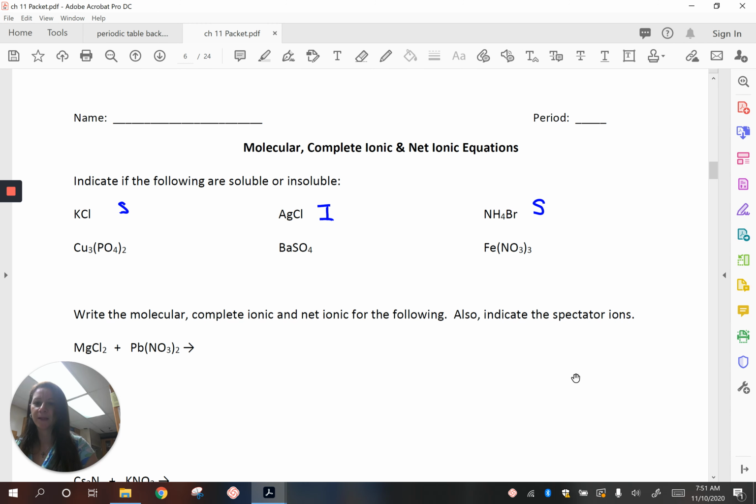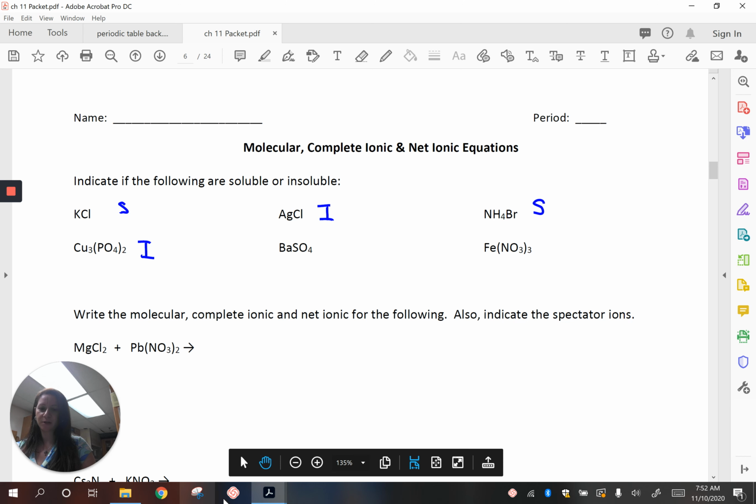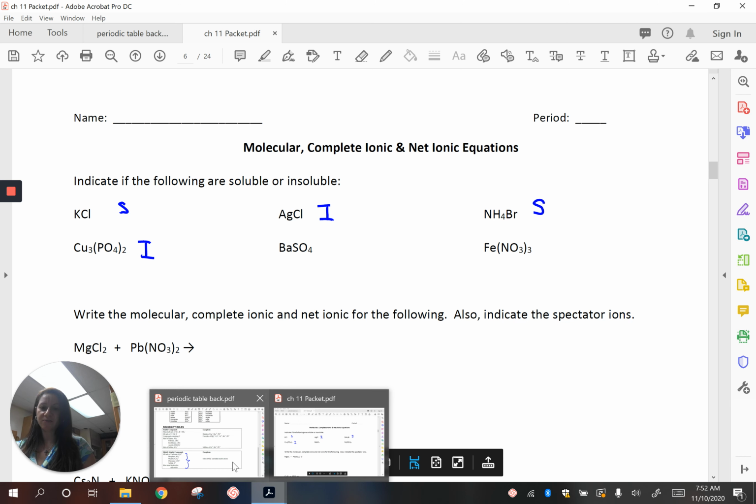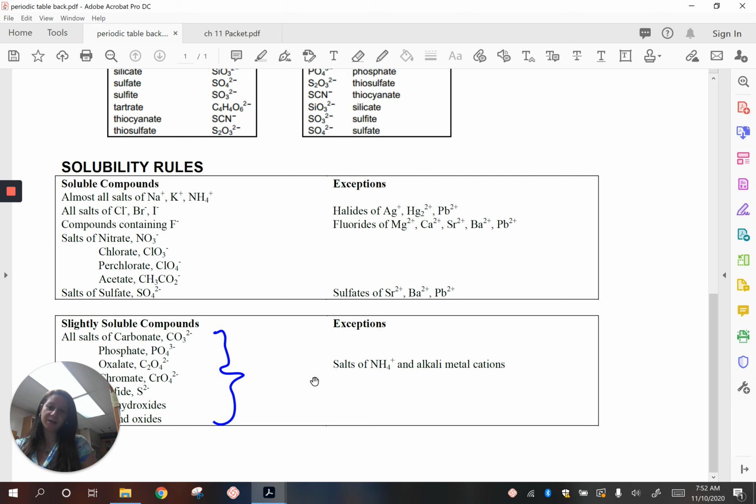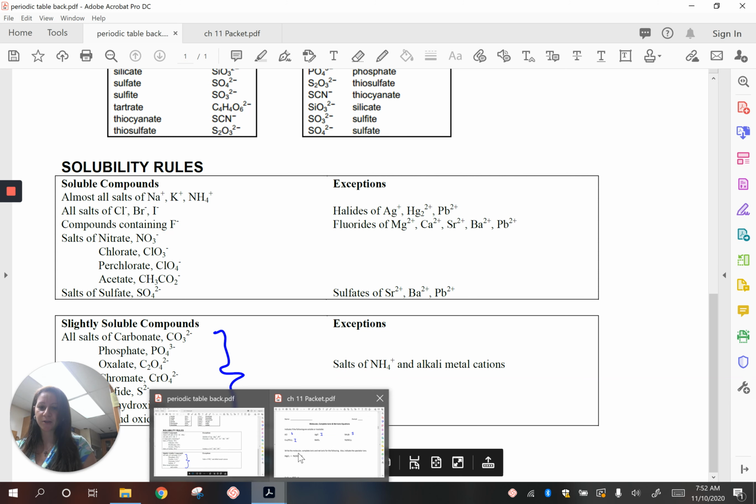Next one is copper phosphate, and copper phosphate is insoluble. Let's take a look at our rules and how we got that. Phosphates are right here, which are not soluble. And we don't have ammonium or alkali metals, so it's not an exception, it's just not soluble. Copper phosphate is not soluble.